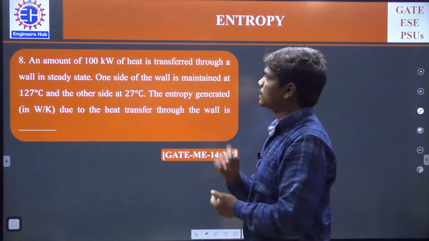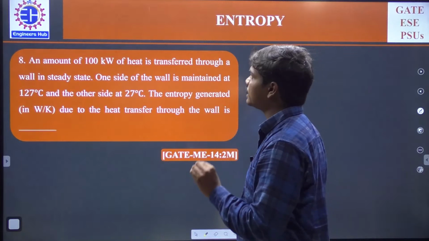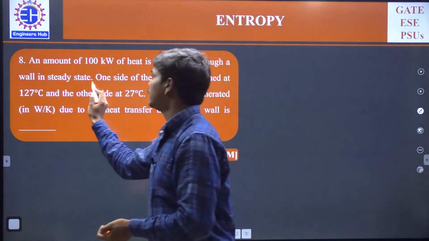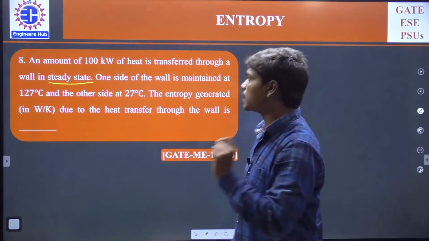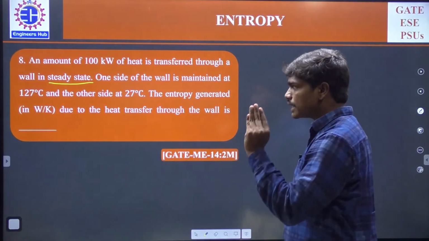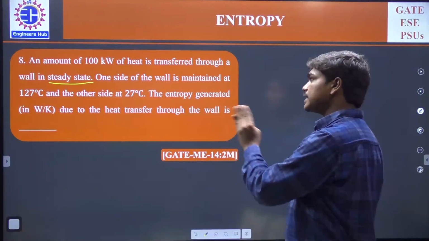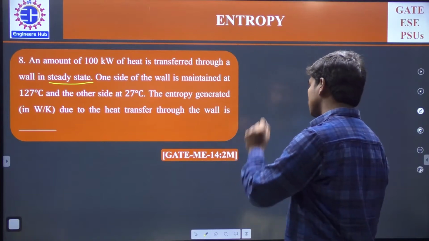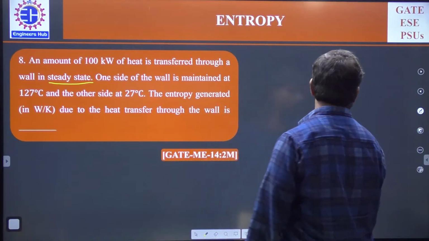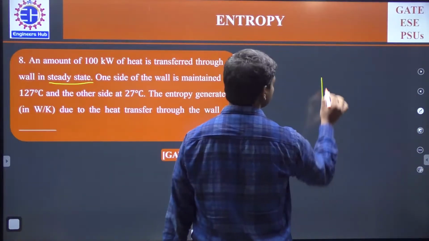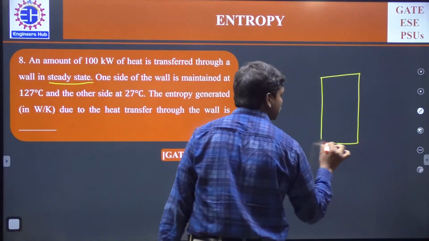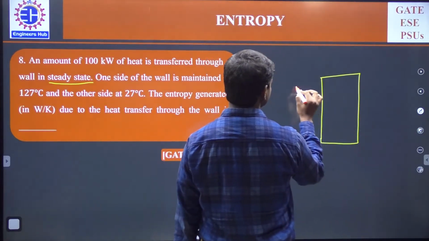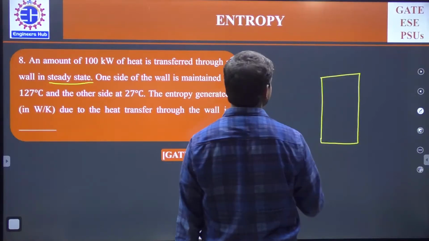See this question. An amount of 100 kilowatts of heat is transferred through a wall in steady state. So see this question carefully. It's given the heat transfer is occurring at steady state. One side of the wall is maintained at 127 degrees Celsius and the other side is maintained at 27 degrees Celsius. The entropy generated due to heat transfer through the wall. It was asked in GATE 2014. So see here, there is a wall initially, and this side of the wall is maintained at 127 degrees centigrade.